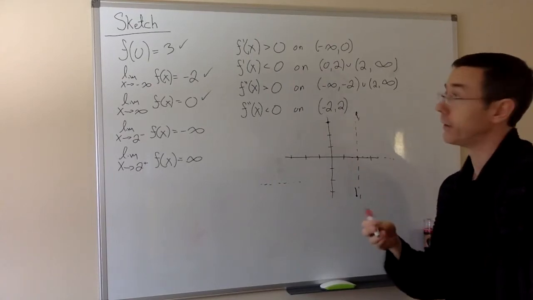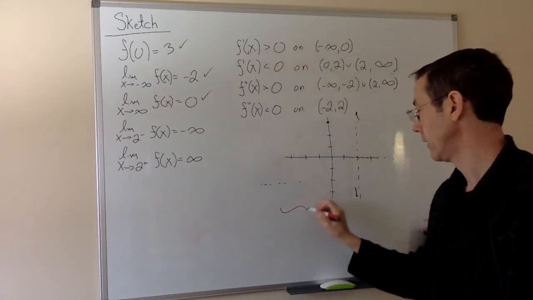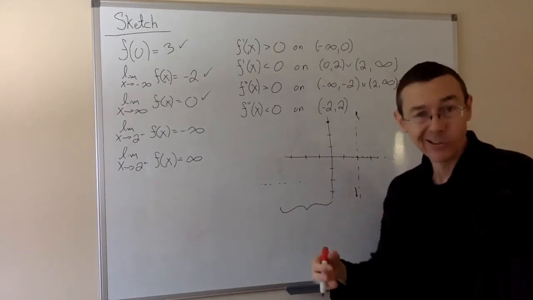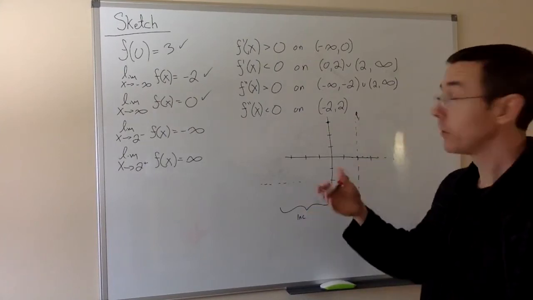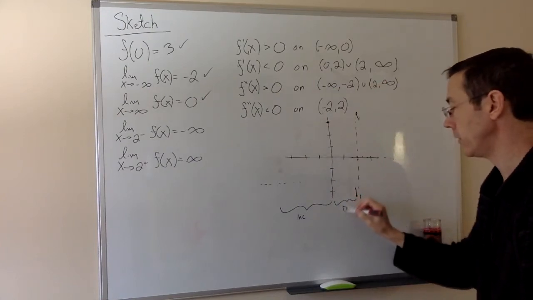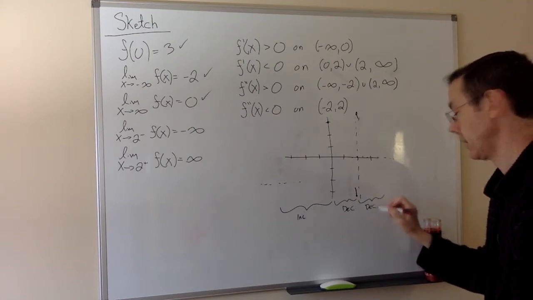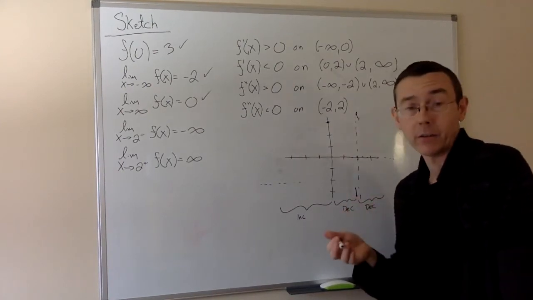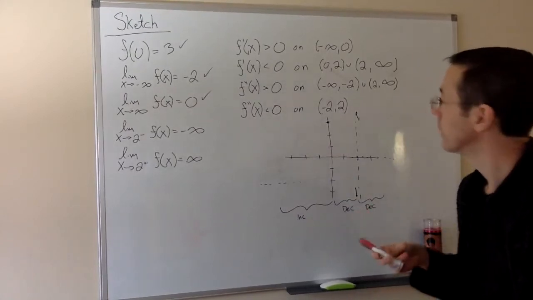Now let's use the first derivative. F prime is positive on negative infinity to 0, so over here. Positive first derivative, increasing function. Let's make a note of that. Similarly, from 0 to 2 and 2 to infinity, it's going to be decreasing. Notice that it doesn't say 0 to infinity. That's allowing for the possibility that x equals 2 is not in the domain of the function. And in fact, that's the way I'm going to end up sketching this.